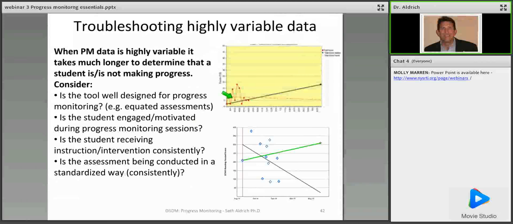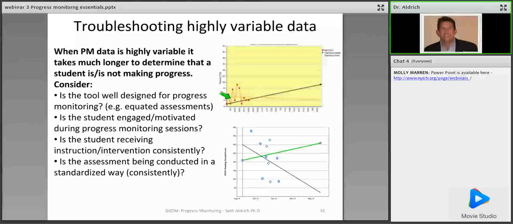Some things that you might have to deal with when you've got really variable data. I want to just talk about this a little bit. When you've got lots of ups and downs in your data, you have to look at different things. And here's a STAR example of really variable data. Is the tool well designed for progress monitoring? Was the student engaged during the progress monitoring sessions? This might be not engaged, engaged, not engaged, engaged. Is the student receiving the intervention consistently? And is the assessment being conducted in a standardized way and consistently? These are things that you really want to consider when you've got lots of bounce in your data.